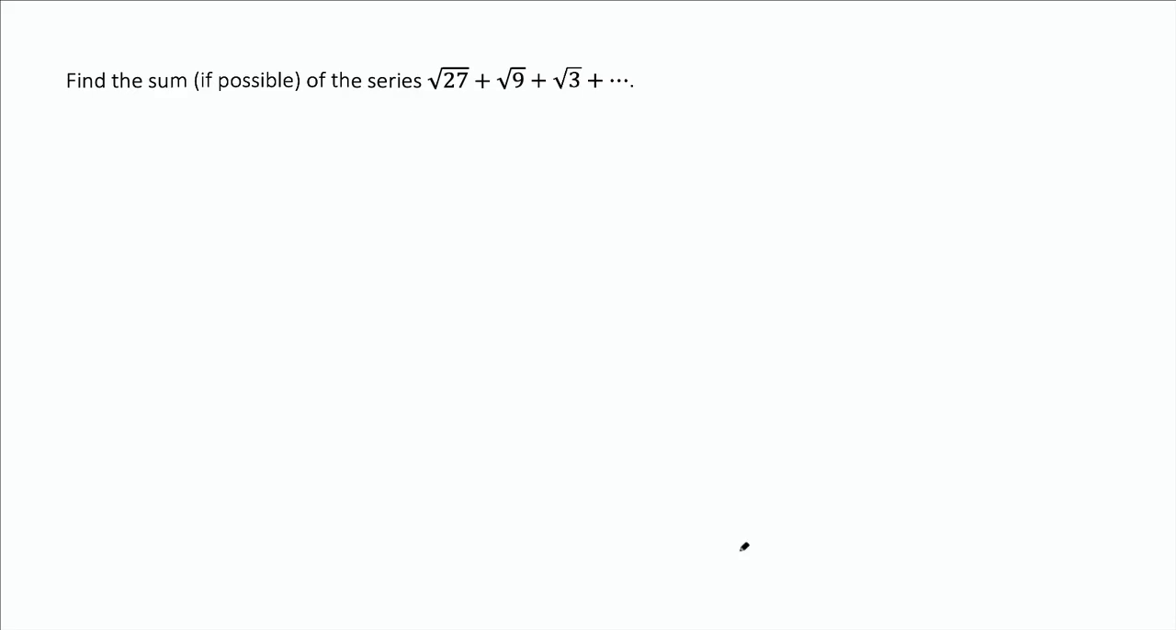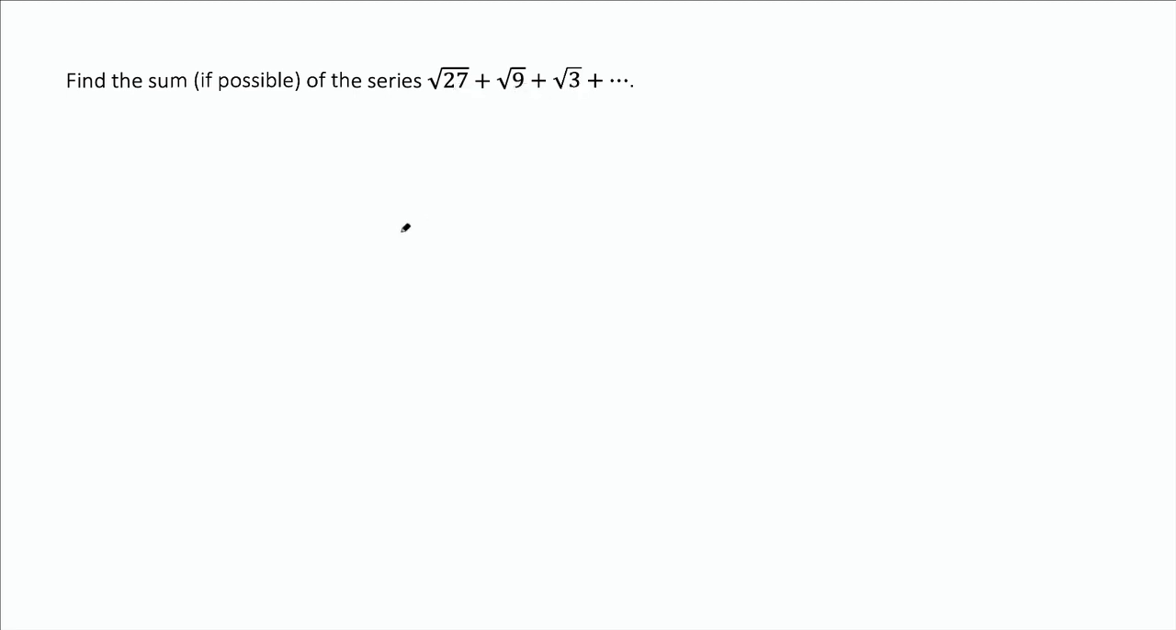Find the sum, if possible, of the series the square root of 27 plus the square root of 9 plus the square root of 3 plus so on and so on. Well, here we do see a pattern. Underneath the square root, we're just dividing by 3 each time to get to the next term, or in other words, multiplying by 1/3.